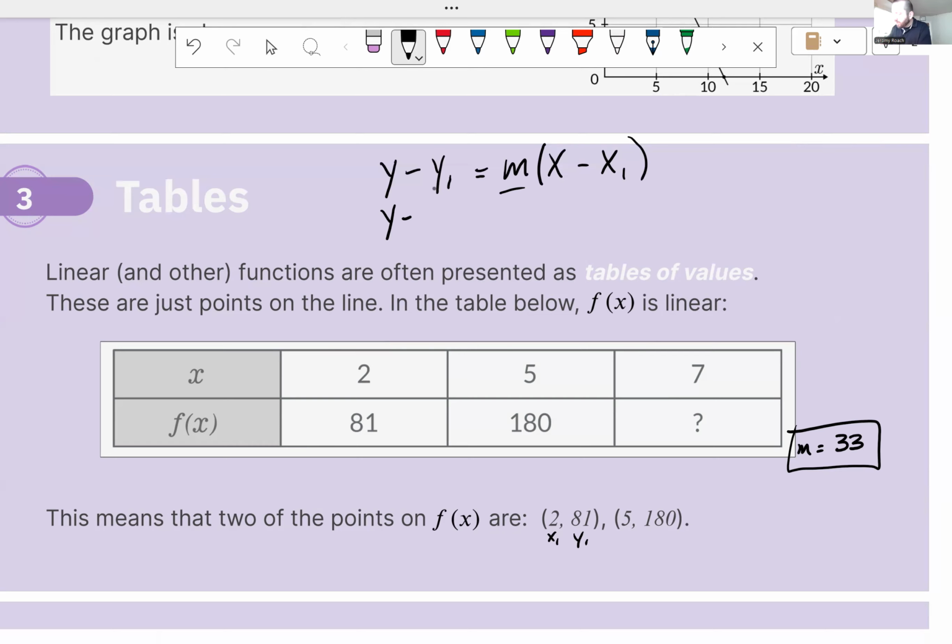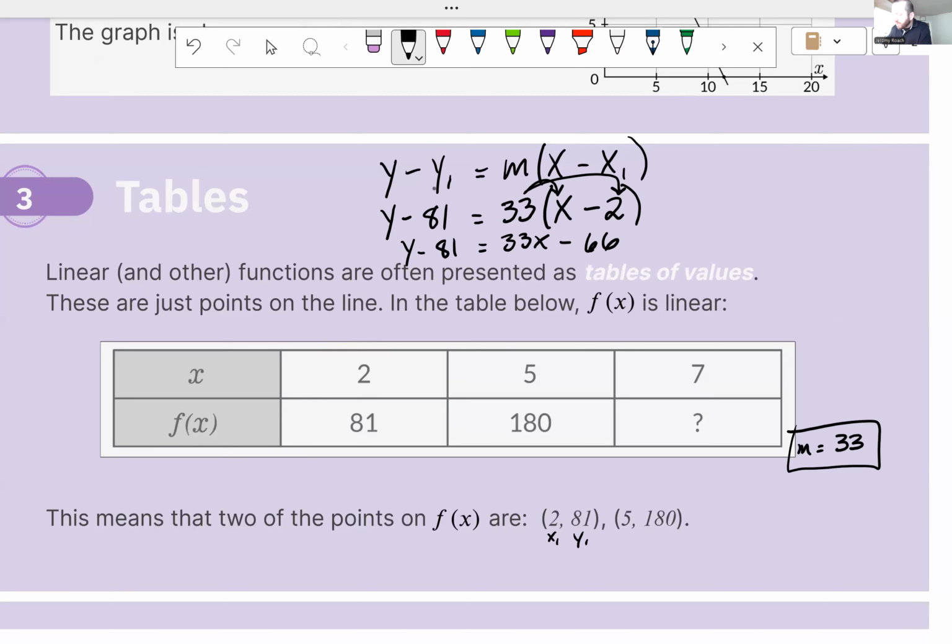Y1 is 81. M is 33. X minus x1 is 2. And then we just use the distributive property. We multiply that, and we multiply that. We get y minus 81 equals 33x minus 66.